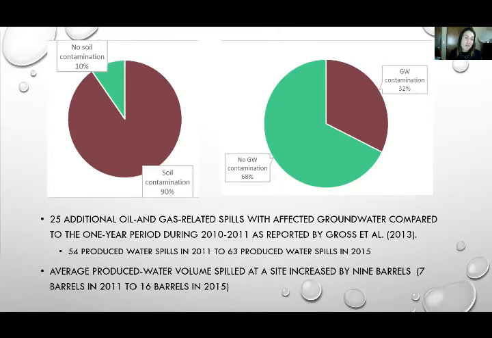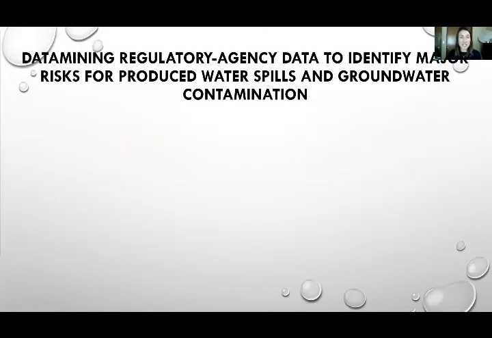And so there had been 54 produced water spills in 2011, and then there were 63 in 2015. And the average produced water volume spilled at a site had increased by 9 barrels. So in 2011, 7 barrels on average were spilled at a site, and this increased to 16 barrels by 2015.